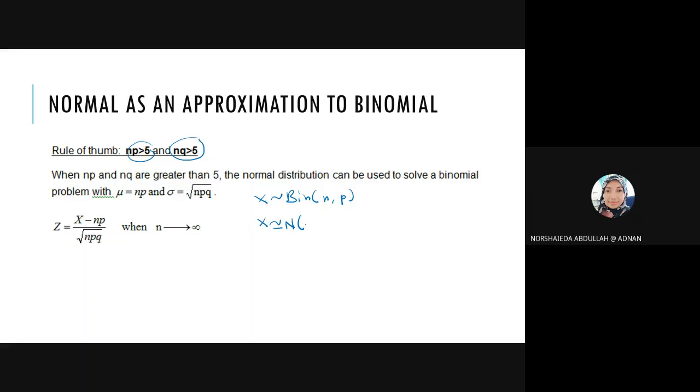Okay, mean and variance. So mean here equals NP and variance equals NPQ. Mean NP, variance NPQ. So standard deviation is the square root of variance, square root of NPQ. Okay. So the Z formula is also the same, X minus mean over standard deviation.